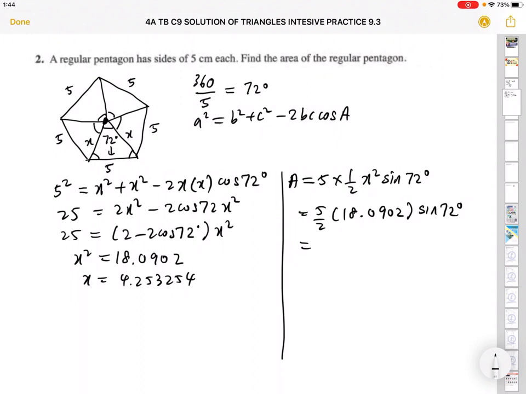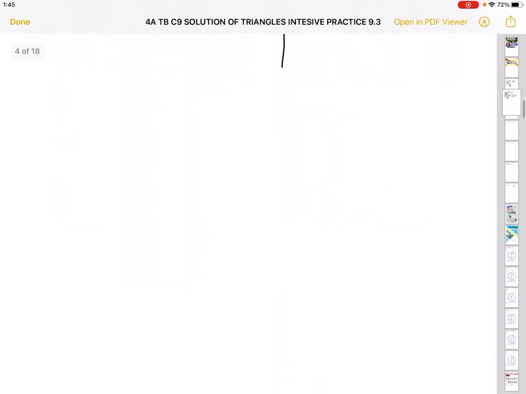If you want to use this, please use more decimal points. Don't take 4 point. I think if you take 4.253, your answer is also different from the textbook. If you want to get exactly the same value, use more decimal points. So I'm going to key in my calculator, and what I've discovered is that my answer is the same, 43.012, same as the textbook. All right, let's move on to question number 3.